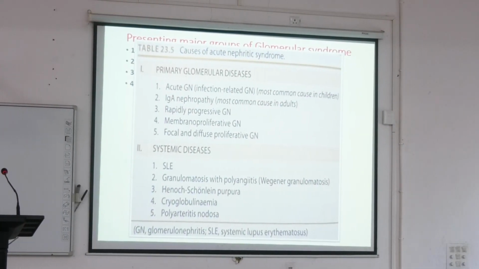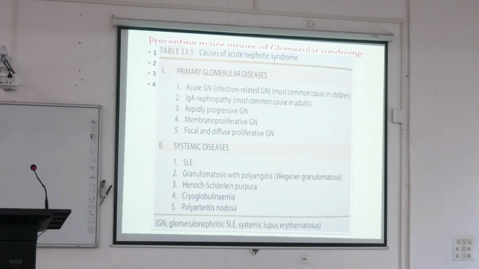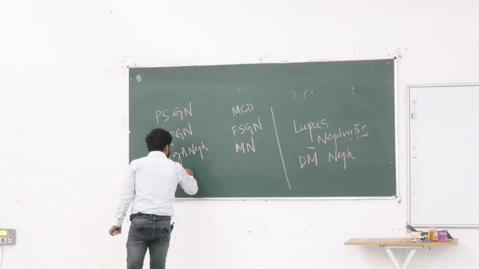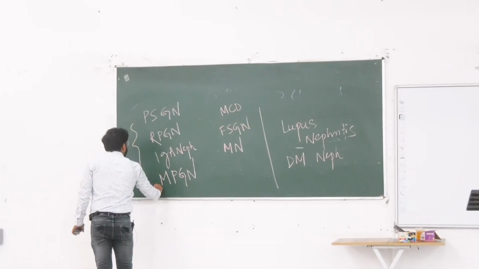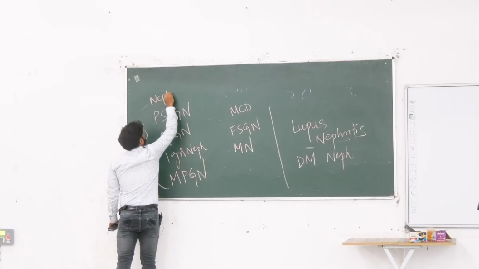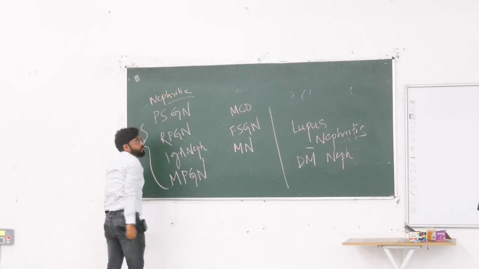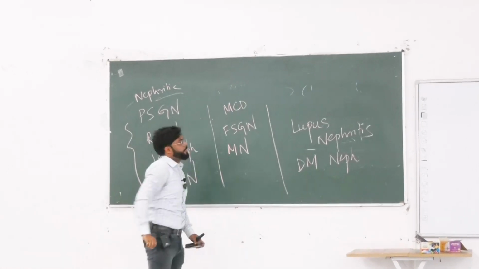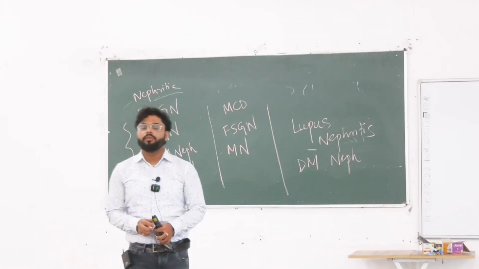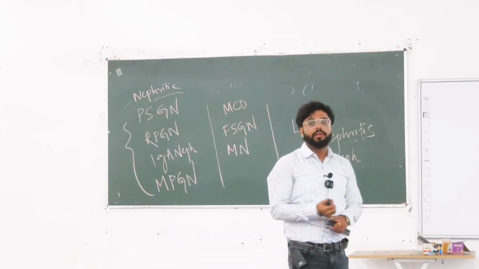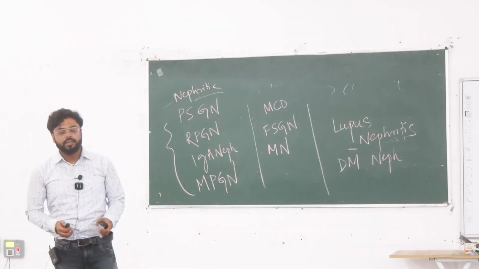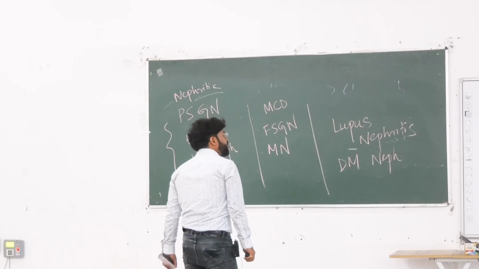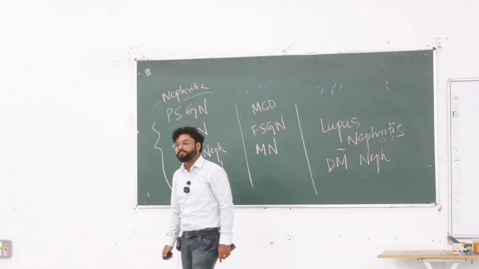One is post-streptococcal glomerulonephritis, rapidly progressing glomerulonephritis, IgA nephropathy, and membranoproliferative glomerulonephritis. These four entities are included in the nephritic syndrome group. And secondary causes of glomerulonephritis which come after nephritic syndrome could be SLE, or some vasculitis like Wegener's granulomatosis, Henoch-Schonlein purpura, PAN, or cryoglobulinemia.